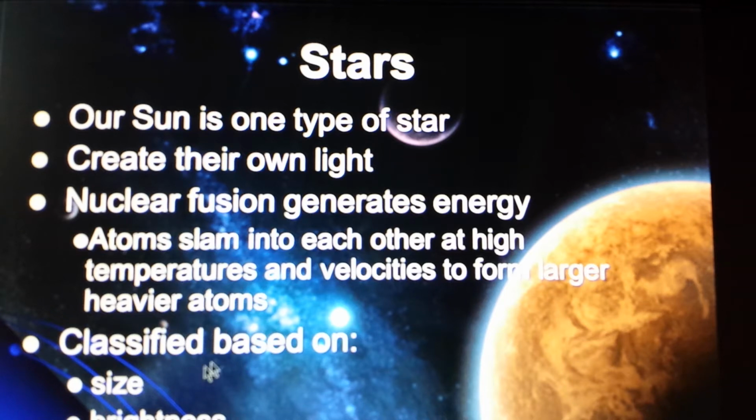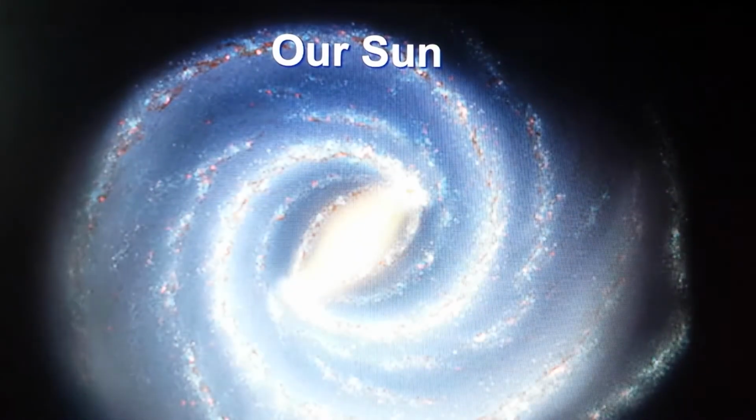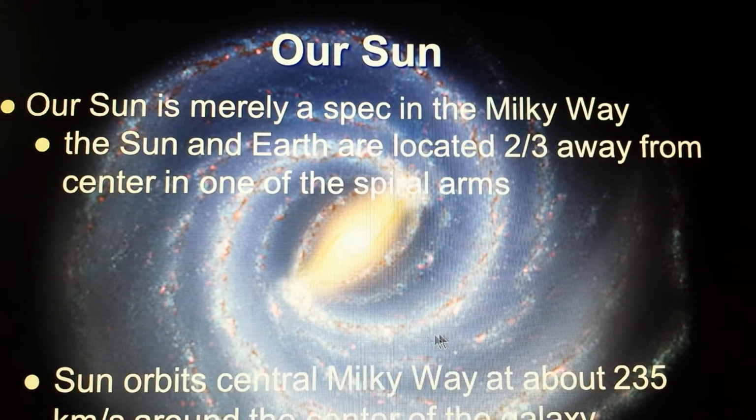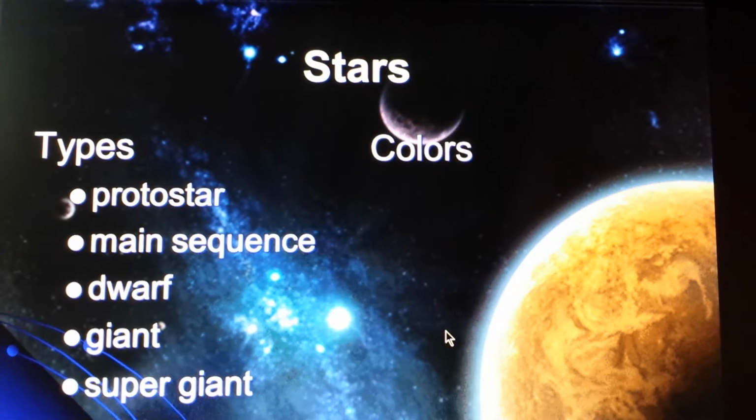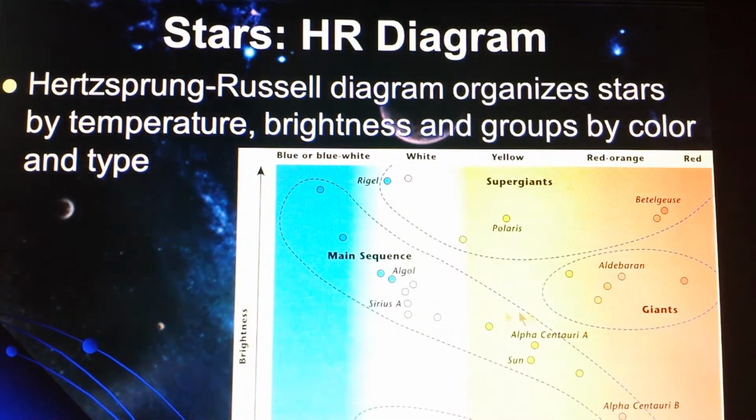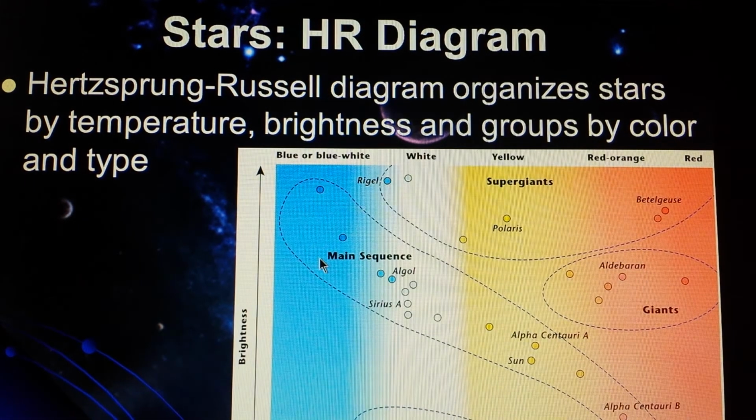Stars are classified based on four things: size, brightness, temperature, and this says luminosity, but really it should say color. So again, our sun is a speck in the Milky Way. There are lots of different types of stars. There are lots of colors of stars. The way that we classify stars is with a diagram called the Hertzsprung-Russell, or HR diagram.